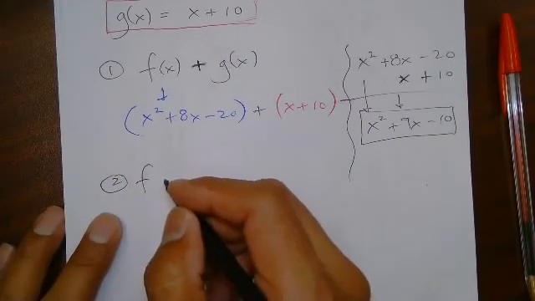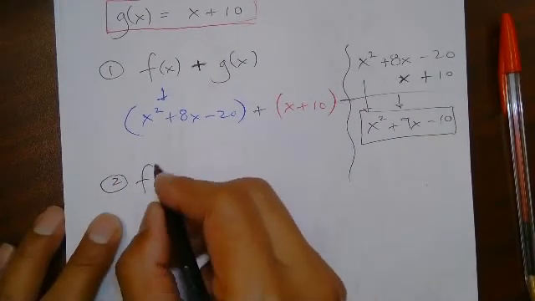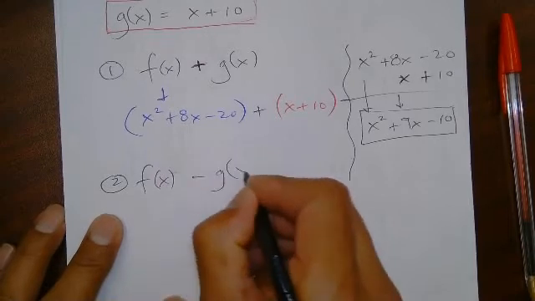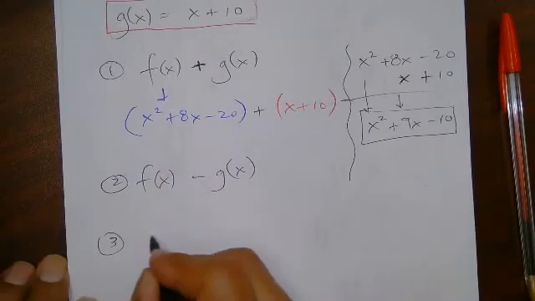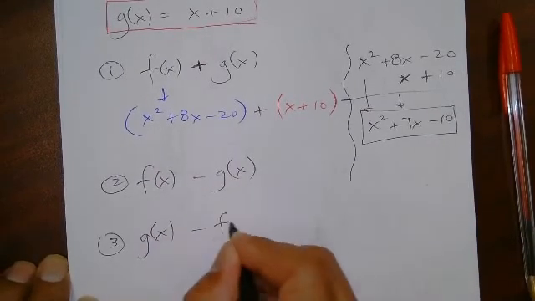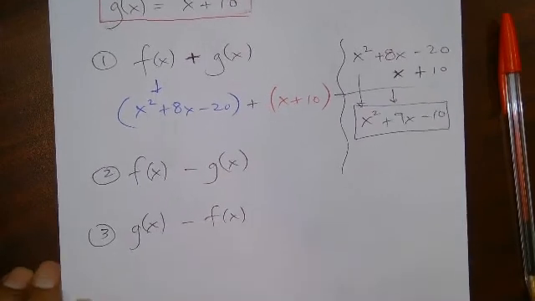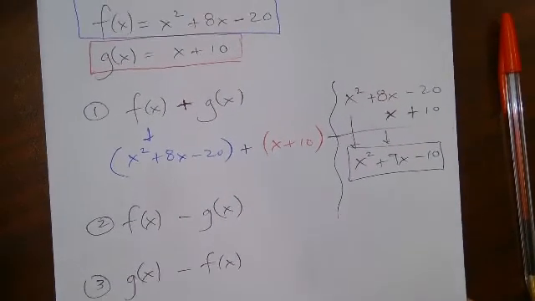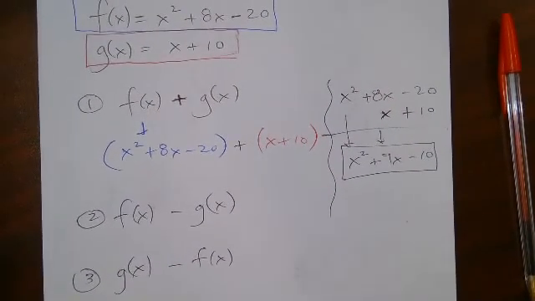Okay, number 2. Go ahead and do f of x minus g of x. And then number 3, do g of x minus f of x. Go ahead and do those real quick. Now subtracting them.